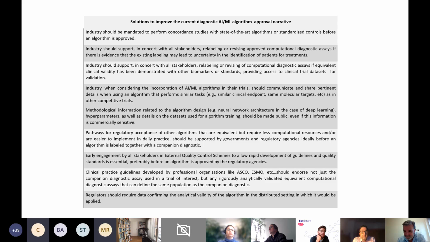Regulators should require data confirming the analytical validity of the algorithm in the distributed setting in which it would be applied. And this was driven by the experience of PDL1 assays, where in a central setting, in a CRO of a clinical trial, you have an excellent concordance. But when you go to the daily practice in the real world, this concordance drops significantly. And this has taught us the lesson that we need to find a different way of translating the biomarkers and the assays used to define those biomarkers from a clinical trial setting to the daily practice. And that's where grand challenges come in.